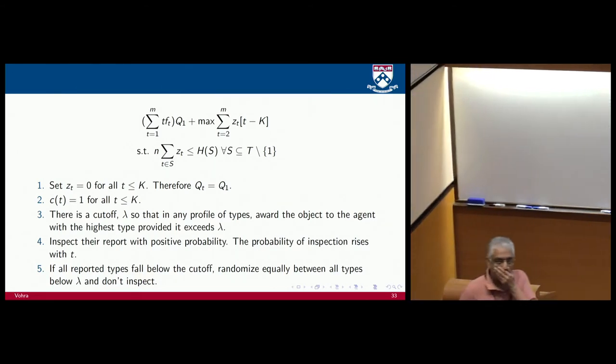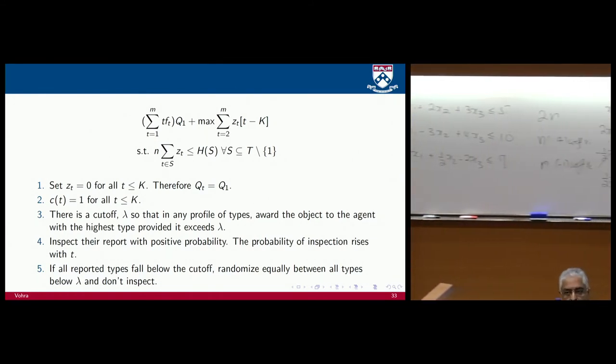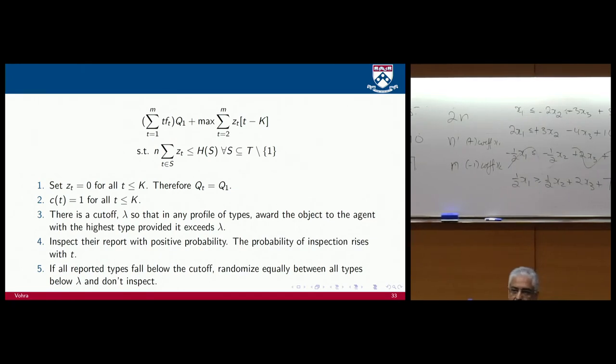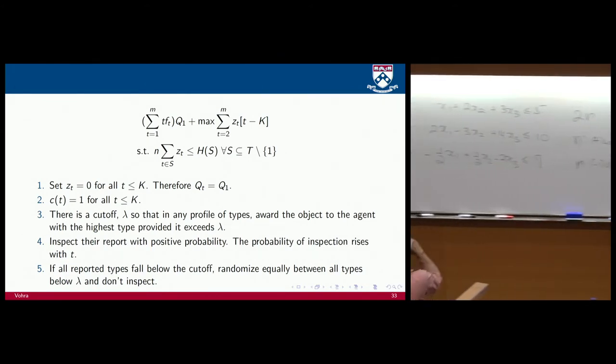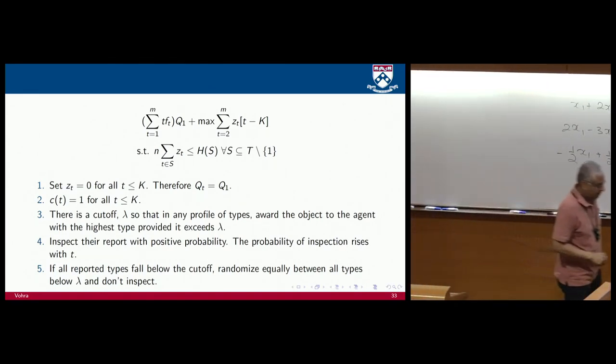Yes. Do you allow your inspect the first guy sort of reallocate? Yes. So one implementation is inspect the first guy. If they are found to be lying, then you go to the next one down the list, and so on. Right. Yeah, that's optimal, yeah. Okay.